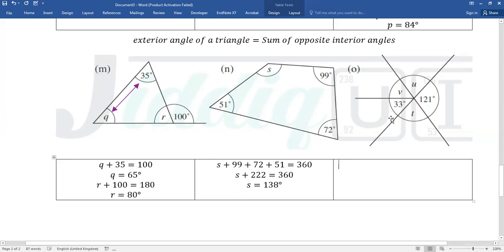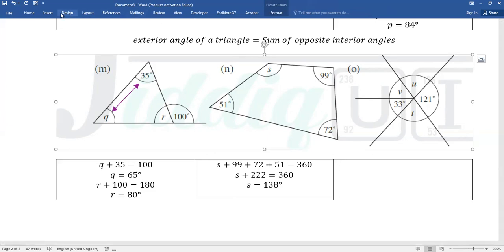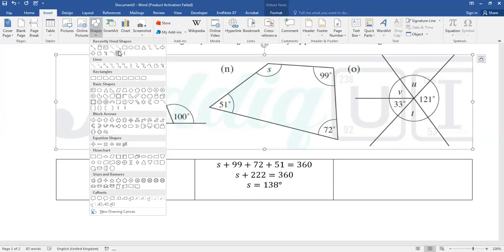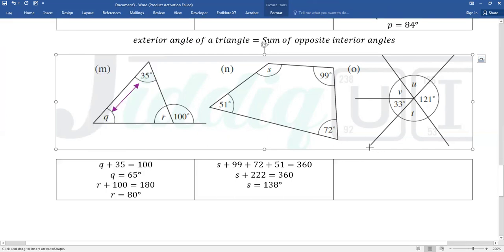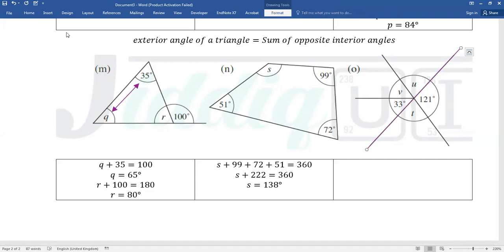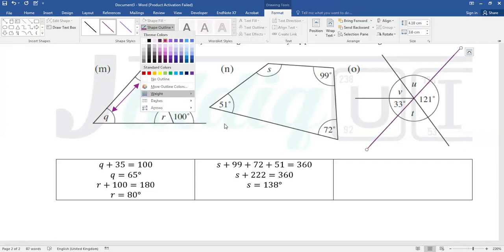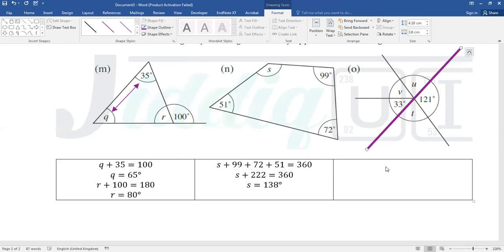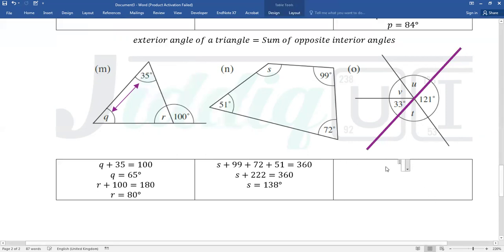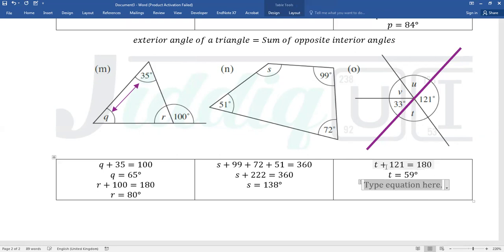Now part O. Following the alphabetical sequence, which angle must I find first? Angle T. I'll just take this line. So for T, I can say it is a straight line. T plus 121 is 180. So what is the value of T? 59 degrees.